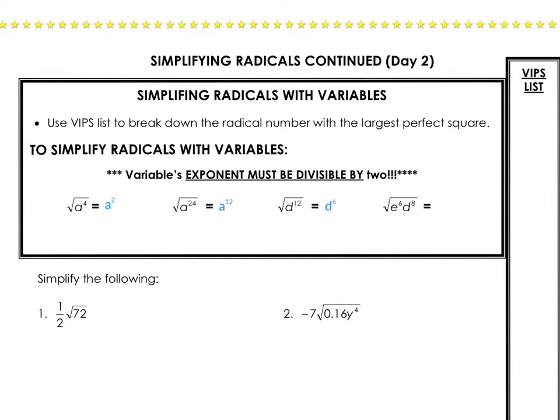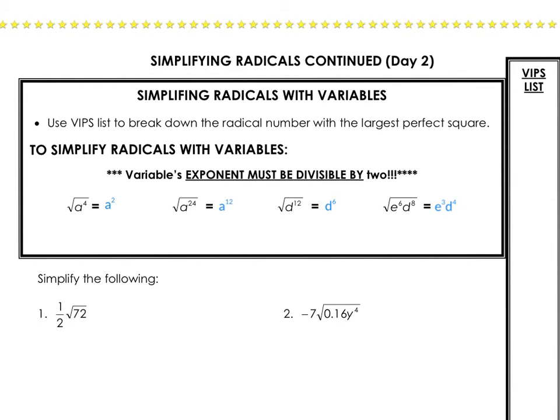And when we have multiples under the square root, like e to the 6th and d to the 8th, we just take the square root of each of them separately. So the square root of e to the 6th is e to the 3rd, and then the square root of d to the 8th is d to the 4th. So we just write them side by side since they're both square roots.